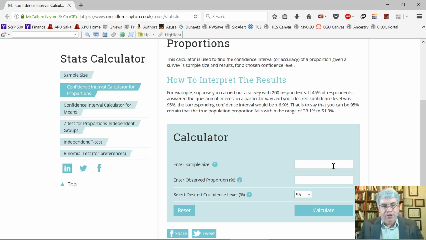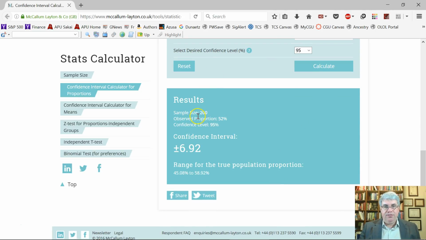Now let's suppose that it's based on just 200 people, and so we enter sample size here, and the observed proportion in percent is 52. So 52% say they're going to vote for some candidate. What is going to be the confidence interval? We just press calculate, and it says with a sample size of 200 and an observed proportion of 52%, the confidence interval is 6.92%. So that means that we can be pretty sure between 45 and 58 or 59% of the population is going to vote for the candidate. Ooh, that's a pretty big margin of error.